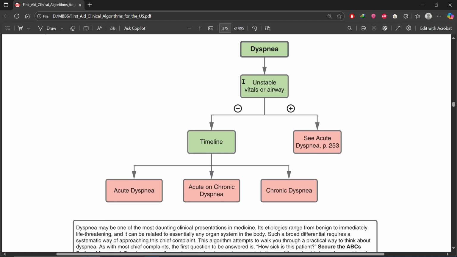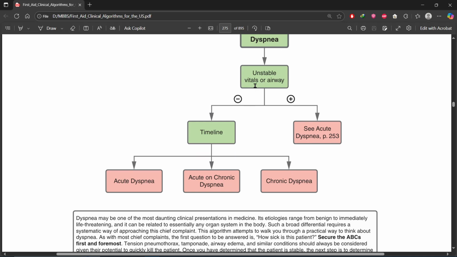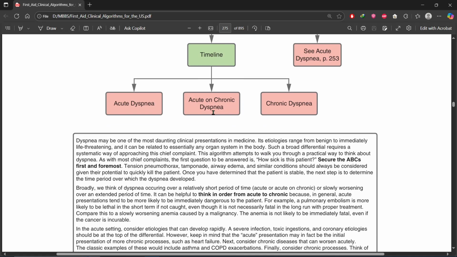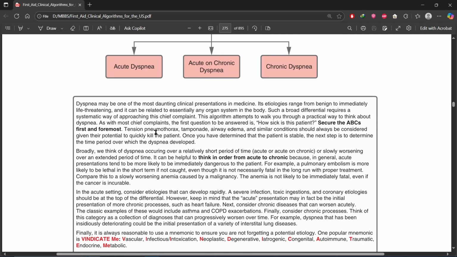So first we check if the patient is unstable or has airway compromise, or is stable and has an intact airway. Then depending on the signs, if he has unstable vitals or airway compromise, we go towards the acute dyspnea pathway, which we will be discussing today. And if he doesn't, then we look at the timeline and further divide it into acute dyspnea, acute on chronic dyspnea, or chronic dyspnea, which we will be discussing later on. So, a brief introduction.